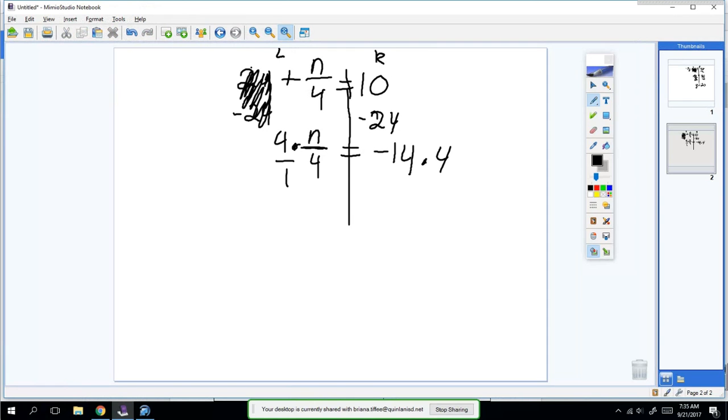I put a 1 over here just to make it look like fractions, and so that way you can know to cross off the 4's. They cancel out, leaving you an n, bring down your equal sign, and negative 14 times 4 is negative 56.